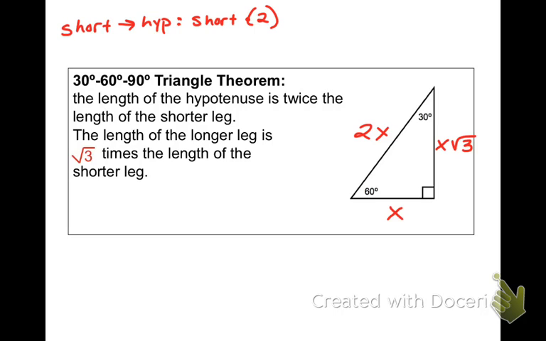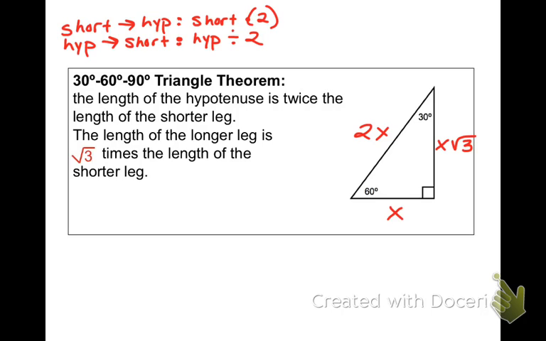So if you want to go in reverse from hypotenuse to short, what would you do? So you would take your hypotenuse and divide by 2, right? If this was 10, this would be 5. If this was 12, this would be 6. If this was 20, this would be 10. Okay? So it's easiest movement between these two.